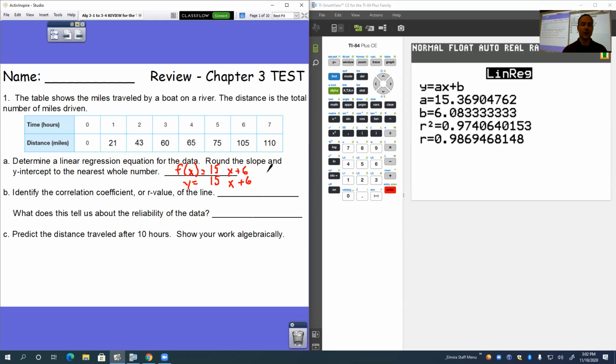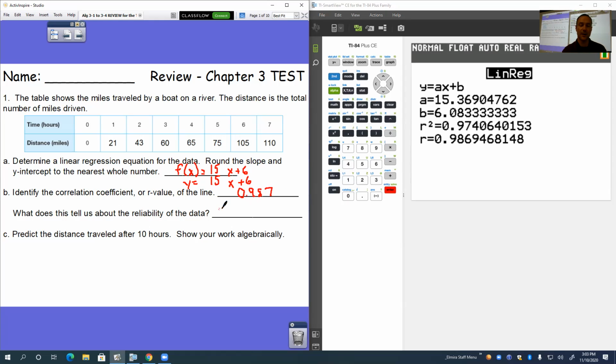Letter B says identify the correlation coefficient or R value of the line. Let's say that we're rounding to 3 decimal places in this one. So our R value, we ignore the R squared. We want to look at this bottom value. R equals 0.9869. If we were going to round to 3 place values, which is the nearest thousandth, we would get 0.987. If the question asked to round to the nearest hundredth, we would have 0.99. All right, but this says 0.987 if we round to the nearest thousandth.